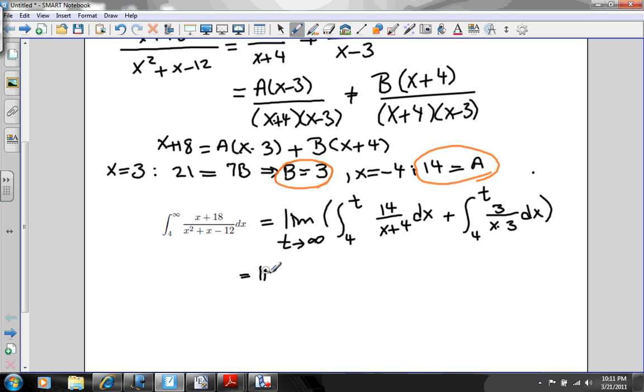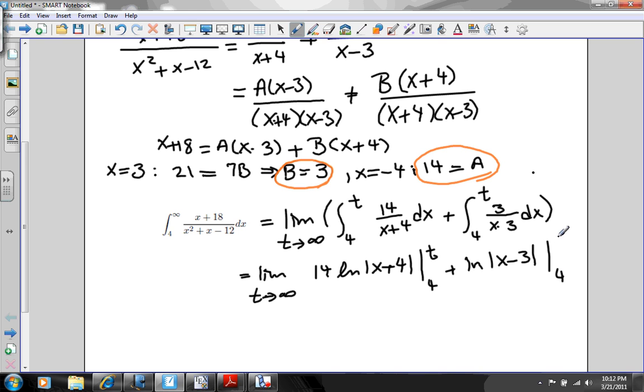So we get the limit as t tends to infinity. This is just going to be ln, because if you take the denominator to be your u, then du is just dx, so you have that 14 there: 14 ln of the absolute value of x + 4 from 4 to t, plus 3 times ln of the absolute value of x - 3 from 4 to t. You're going to take the limit right at the end.